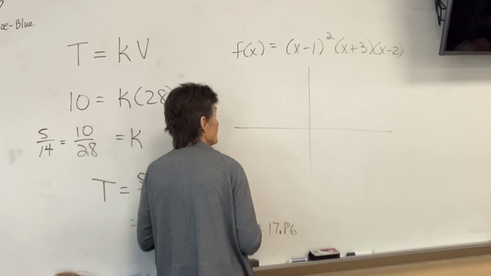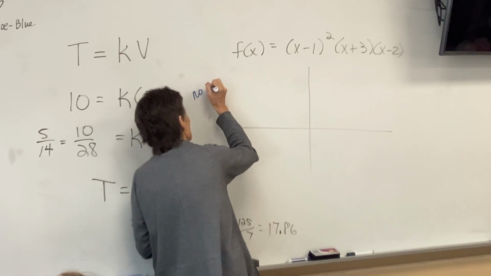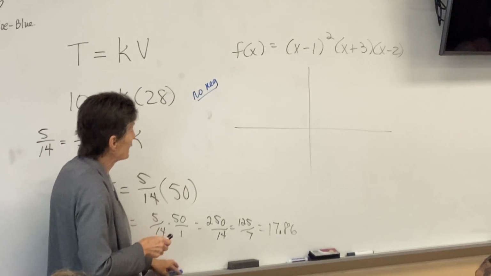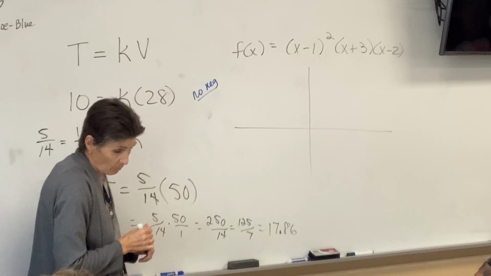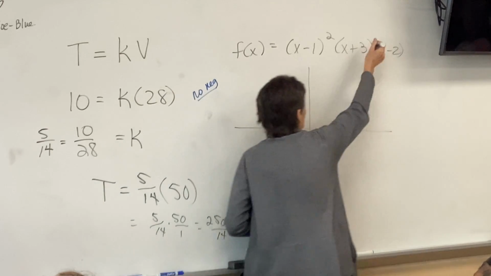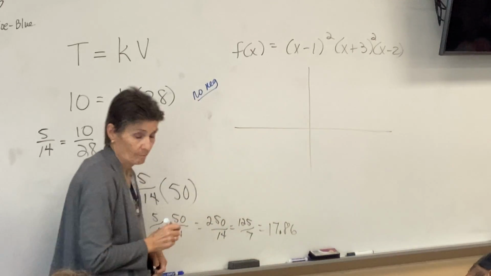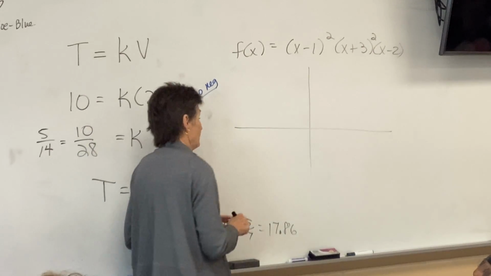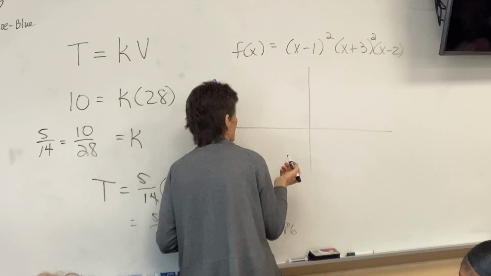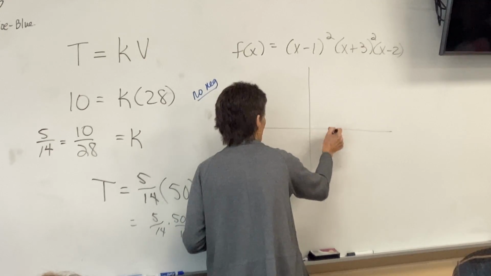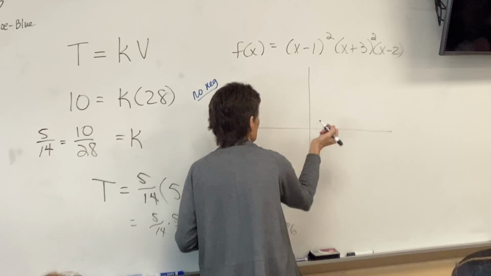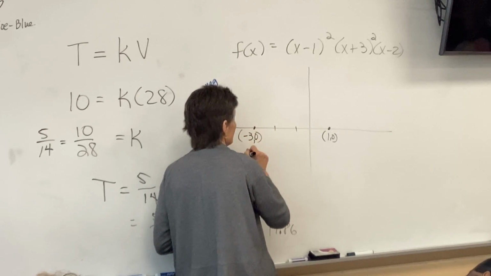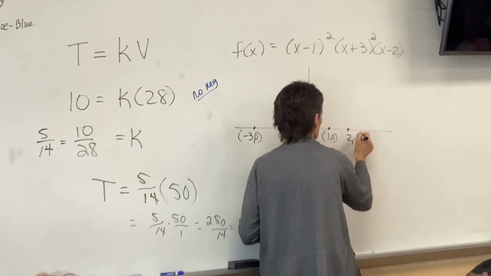As I wrote it, I noticed that there's no negative. Don't have to worry about that. It's not going to be upside down. Okay, how do I start? What do I do first? Let's put the x-intercepts on. So I'm going to have an x-intercept at 1, at -3, and at 2.